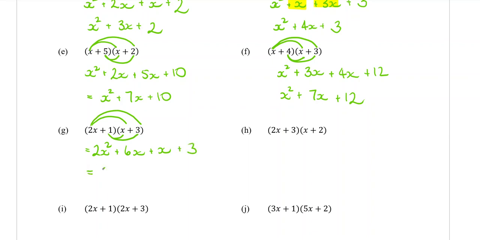Okay, can we leave the 2x squared, but we want to add together the 6x plus another x. What's that going to make? Yeah, there's a sneaky one in here. So 6 plus 1 makes 7x. So go plus 7x plus 3.